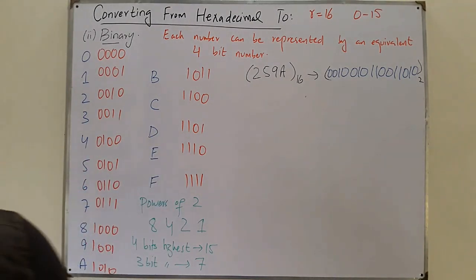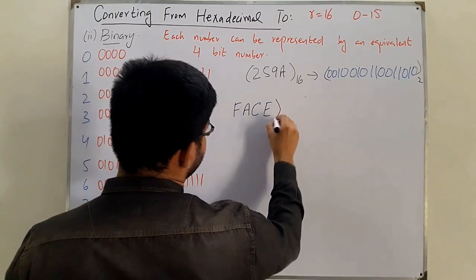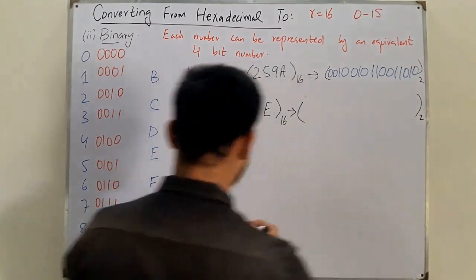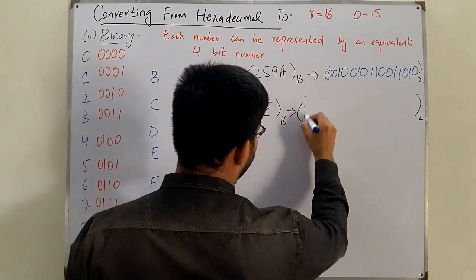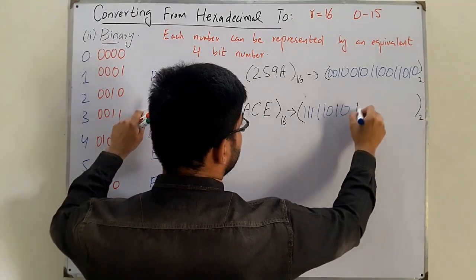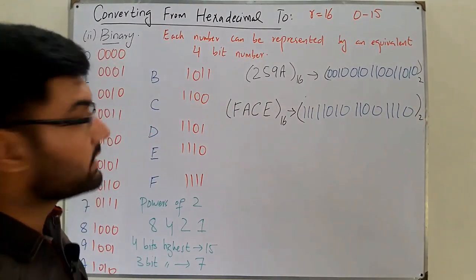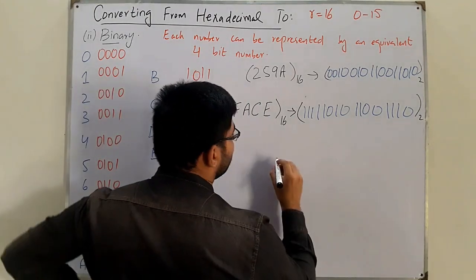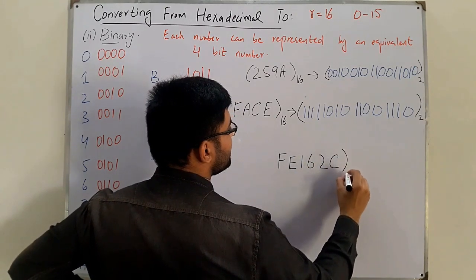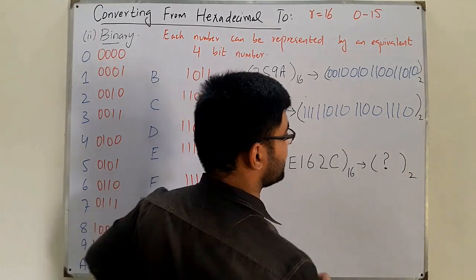If we have another example, let's say we have the word FACE. This isn't face, this is F-A-C-E basically. And converting it, how do you convert? F is all of them high, 1111. A is 1010. C is 1100. And E is 1110. That's conversion, okay? If I give you a homework, can you solve FE162C? This is in base 16, and you convert it into base 2. And you let me know in the comment section, alright?